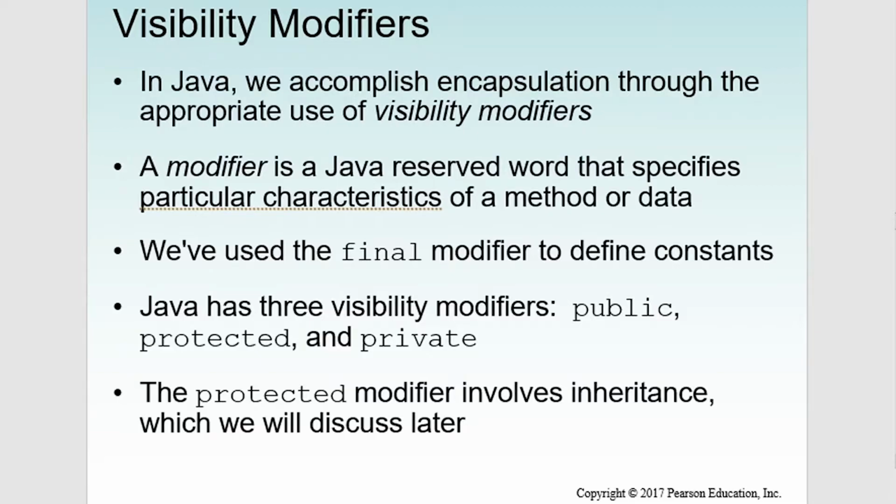In Java, we accomplish encapsulation through the appropriate use of visibility modifiers. A modifier is a Java reserved word that specifies particular characteristics of a method or data. We've used the final modifier to define constants. Java has three visibility modifiers: public, protected, and private. The protected modifier involves inheritance. We'll discuss that in Java 2.